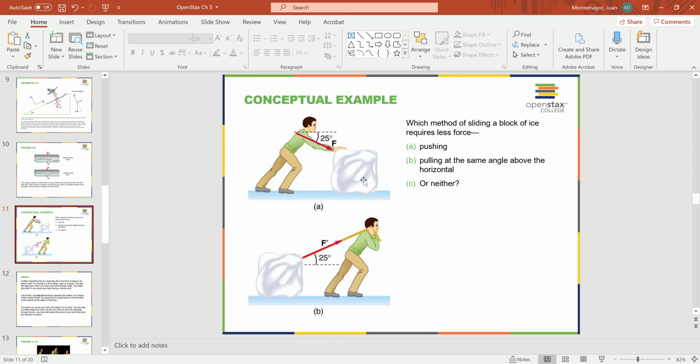So at a glance, you could say that it's neither because you don't have any numbers, you don't have any details on what the force applied is, what the mass of the ice is, or any of the accelerations. If you have all that, then you can kind of guesstimate whether it's the force applied which is pushing, or the force applied whether it's pulling here.